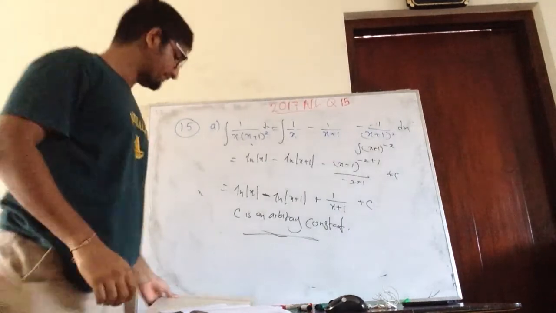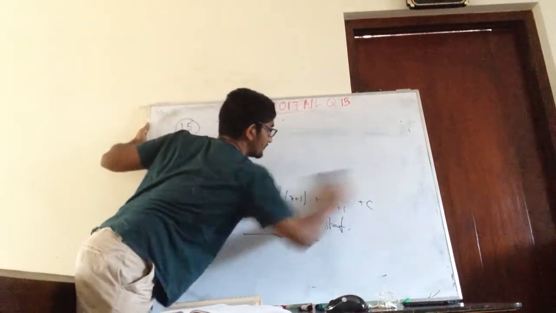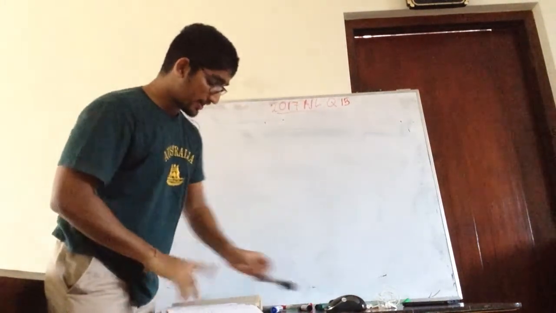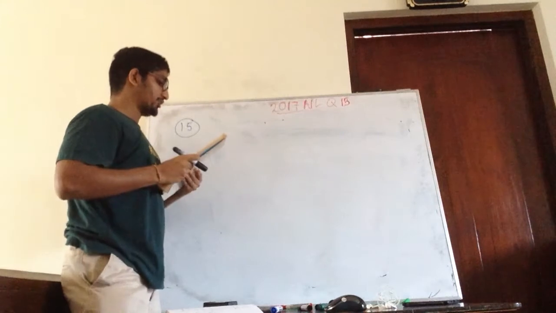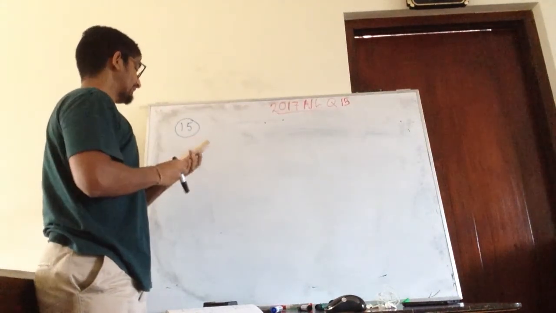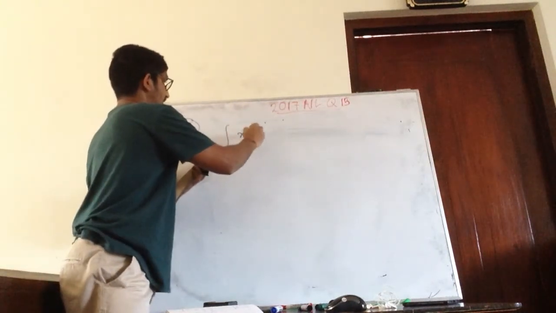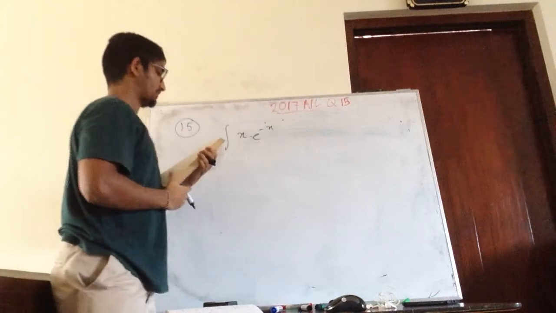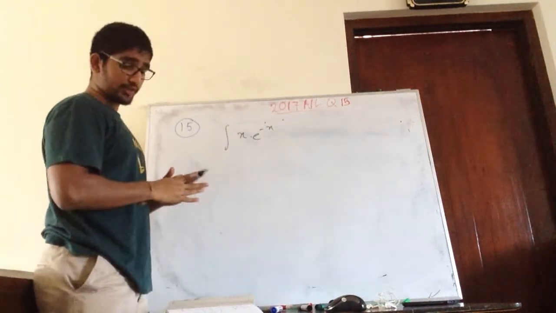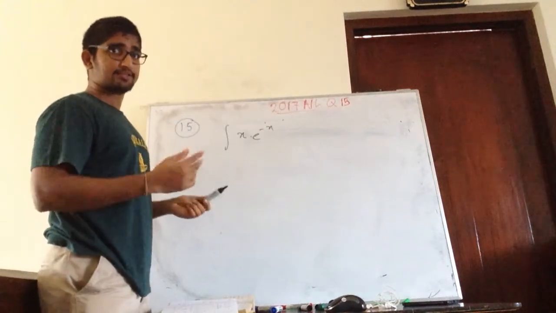Right, so part B. Part B says, using integration by parts, find the integral of x e to the minus x. Right, so we need to get x e to the minus x. Hence find the area of the region. Okay, so let's first of all find this value. We need to use integration by parts.